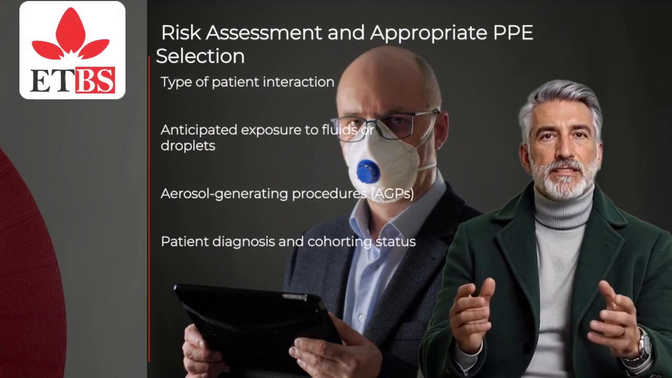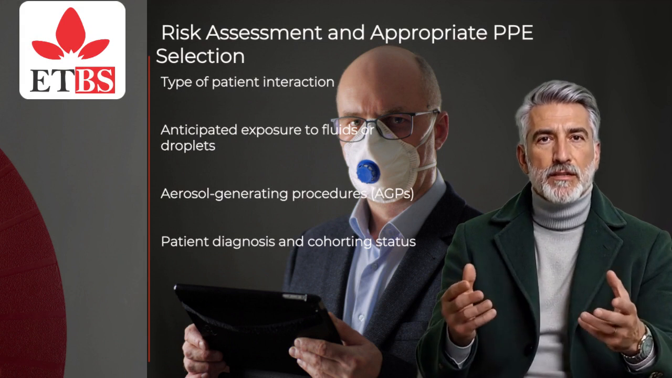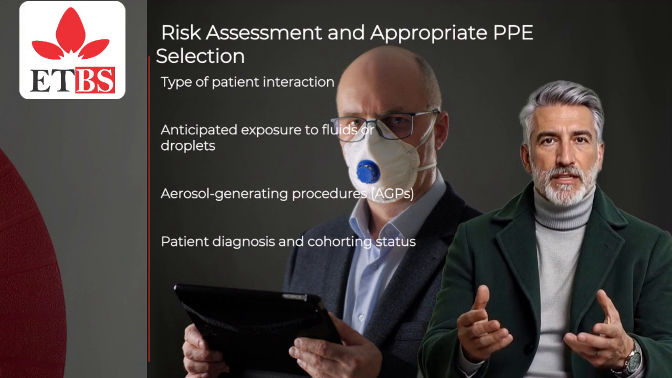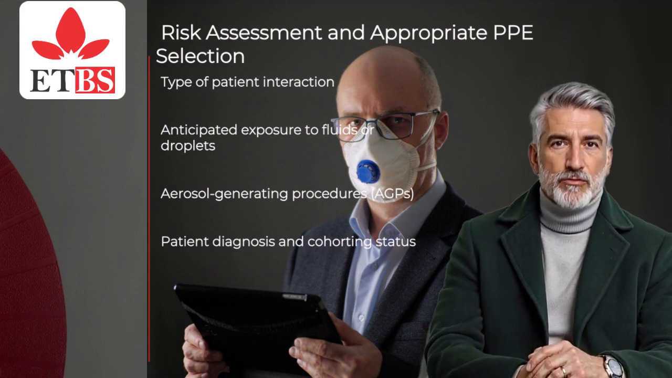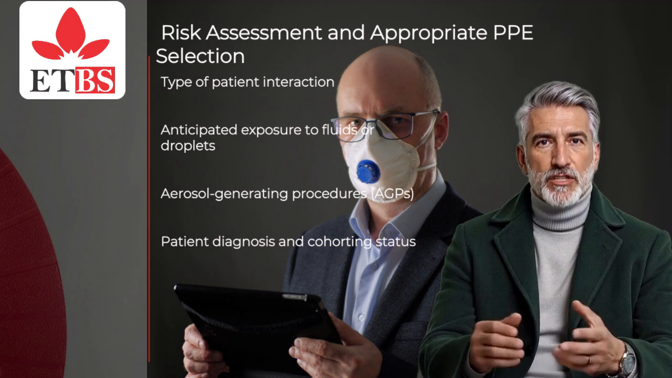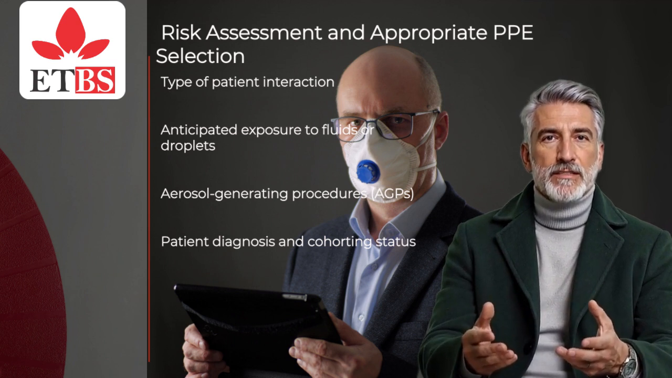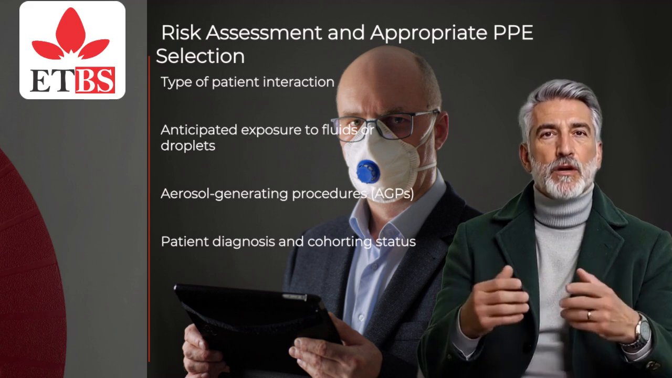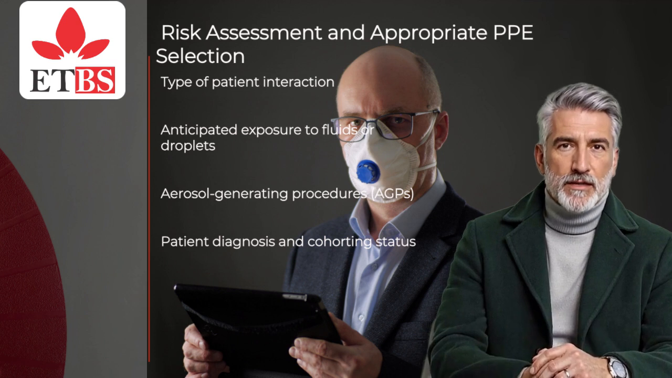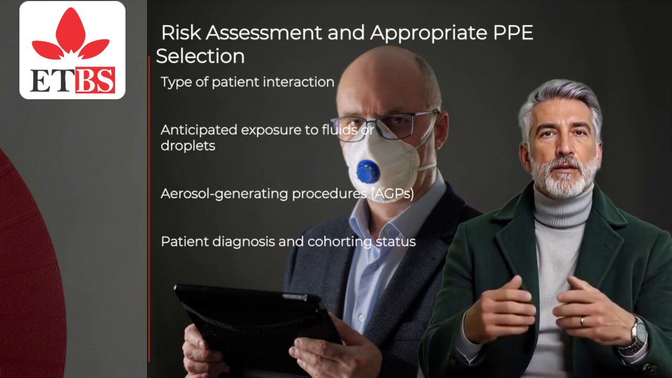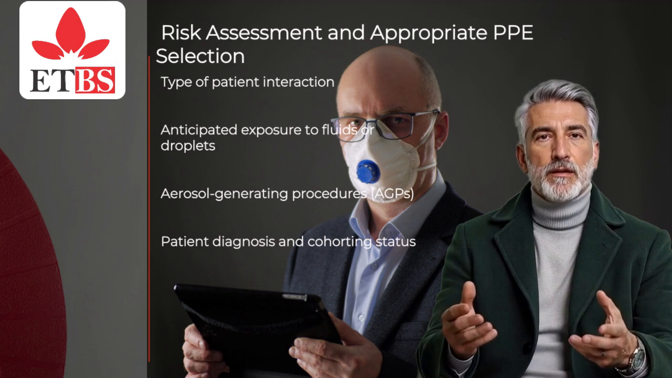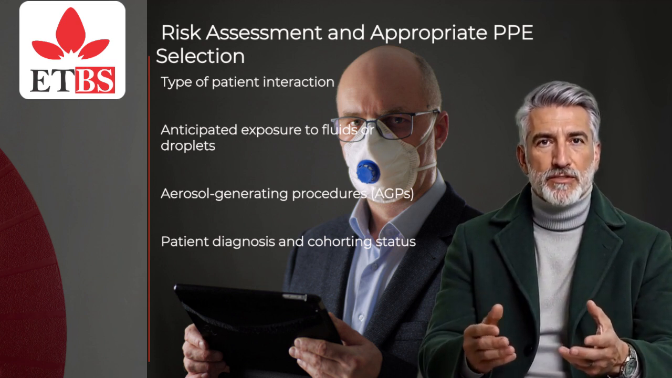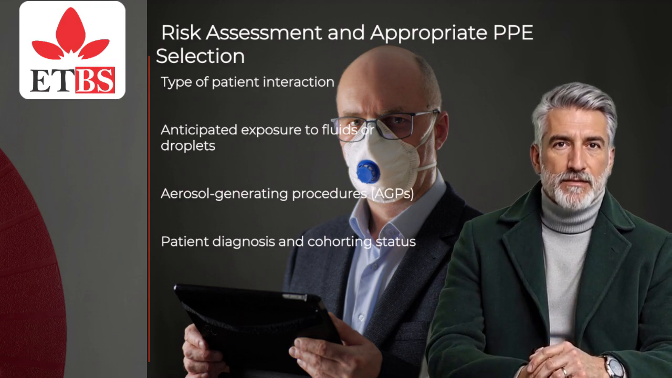3. Risk assessment and appropriate PPE selection. Healthcare workers must assess risk based on type of patient interaction, anticipated exposure to fluids or droplets, aerosol-generating procedures, AGPs, patient diagnosis and cohorting status. Examples: blood draw from a healthy patient, gloves only; treating a COVID-19 patient on a ventilator, N95, gown, gloves, eye protection; surgical procedure, sterile gloves, gown, surgical mask, face shield.